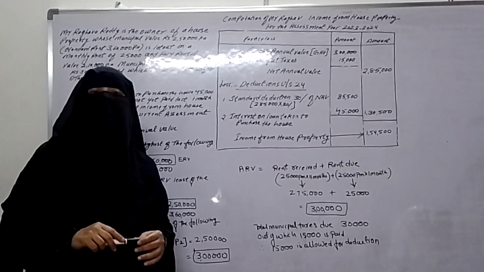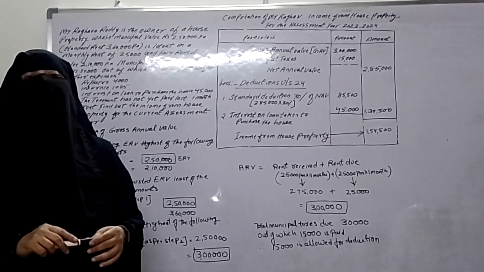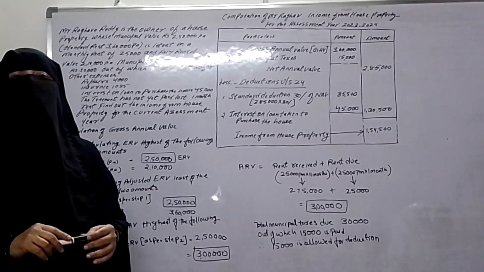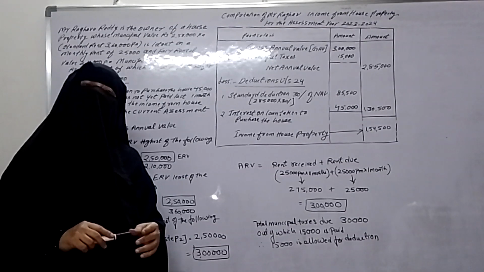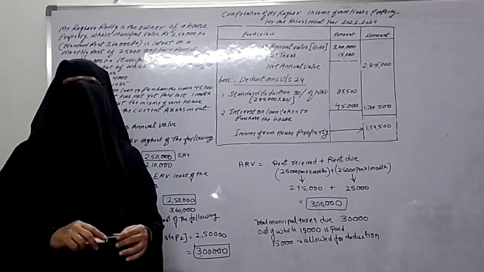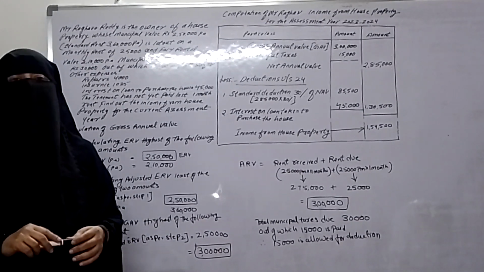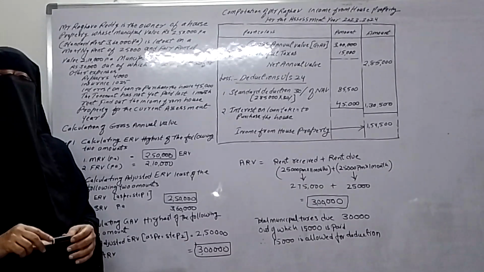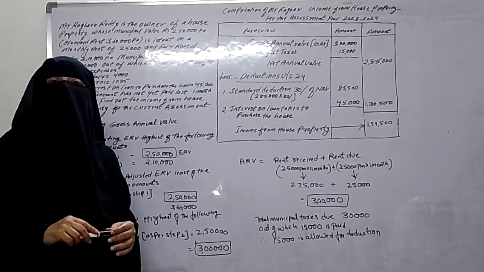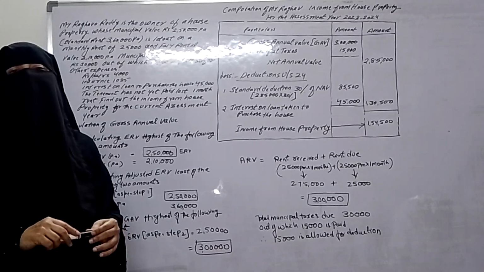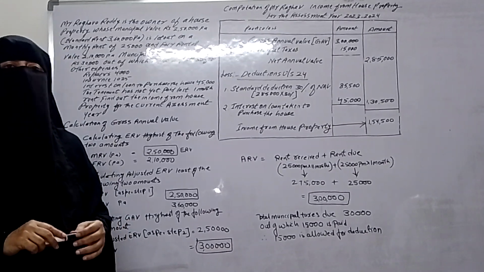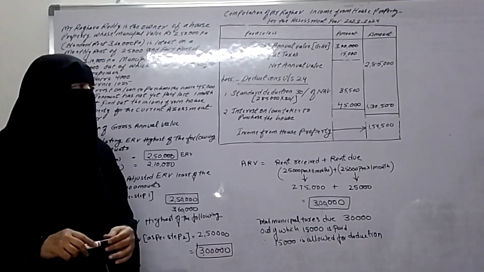In my last videos I explained the basic theory of the income from house property chapter, and in my last video I explained one problem also, and in this video I am again explaining one more problem, that is the problem of standard rent. So let's see the question.